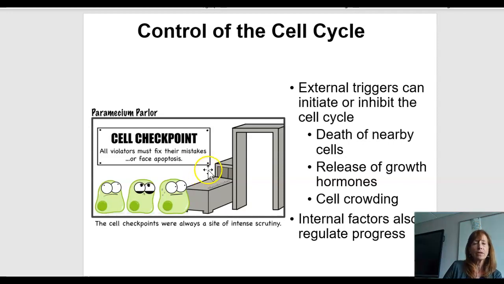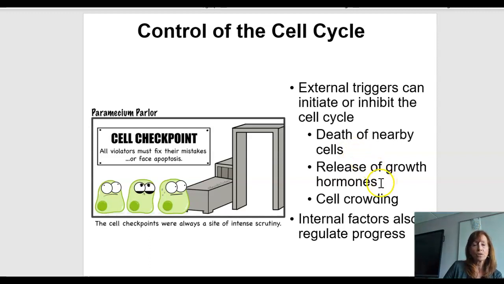The things that are going to make those determinations, there are a number of them. One, there can be chemical messengers that come in, external triggers, that can initiate or inhibit the cell cycle, such as the death of nearby cells. So you fall outside and you scrape your knee, and a bunch of those cells die and need to get replaced. That can be an external trigger to tell the healthy cells around it, okay, now we need to make new copies and replace these cells that have been damaged or destroyed.